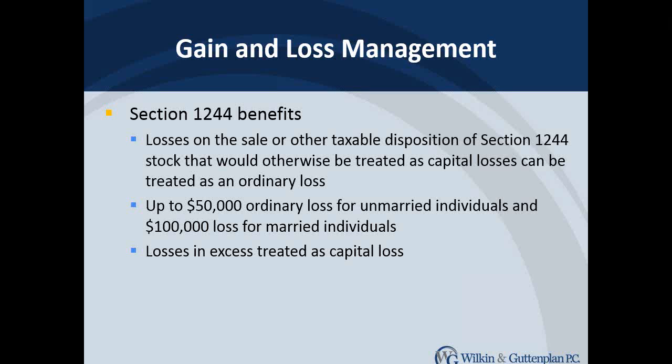What 1244 says is up to $50,000 for single taxpayers or unmarried taxpayers, and $100,000 for married taxpayers can actually offset other types of income. So it would be an ordinary deduction, which is obviously a much better situation than a capital loss. Any loss that's in excess of that $50,000 or $100,000 threshold, depending on your marital status, is treated as a capital loss. So you still get the full benefit, but the first $50,000 or $100,000 would actually be a more tax favorable loss. And again, these two provisions were written into the code to really encourage people to make investments into new ventures.